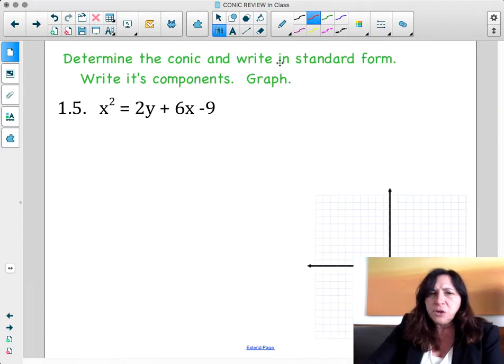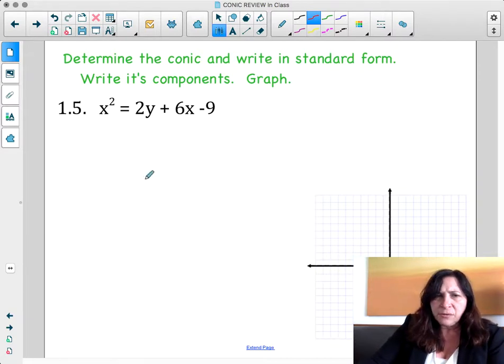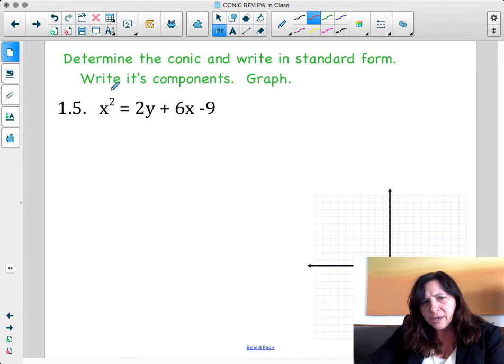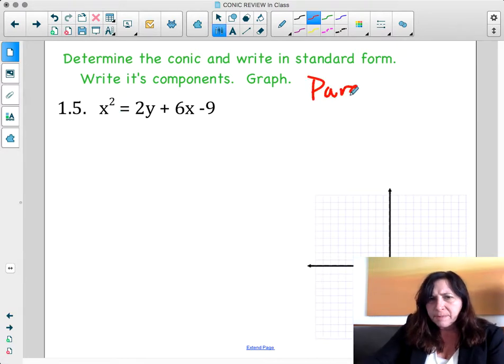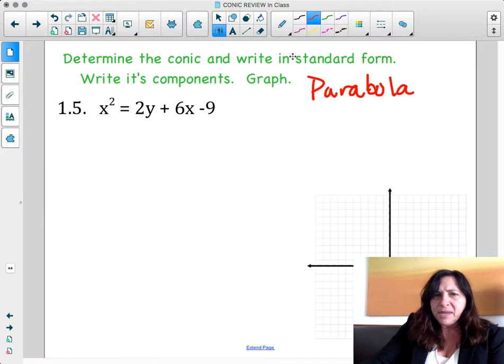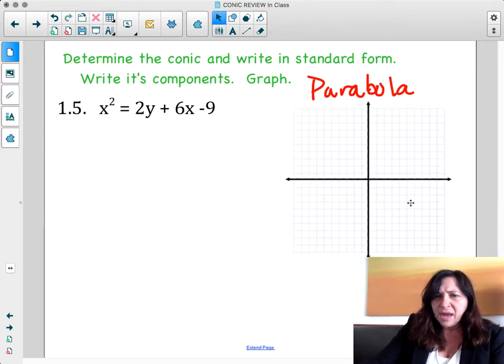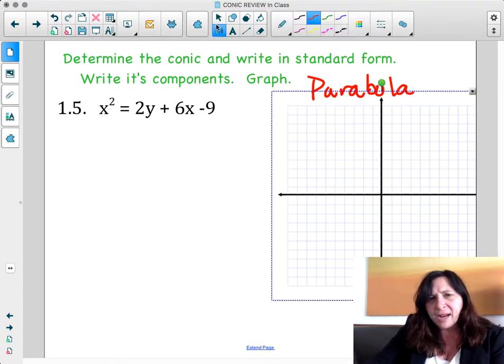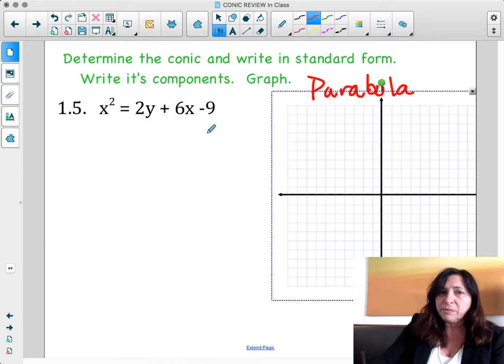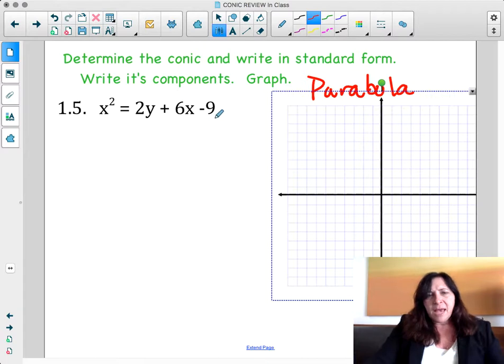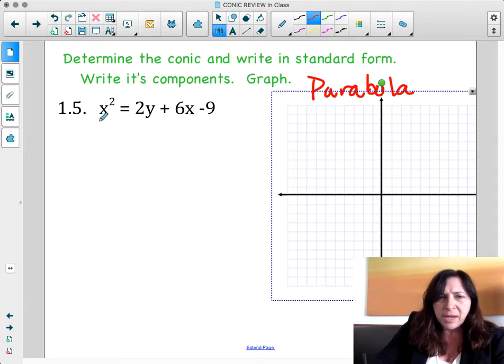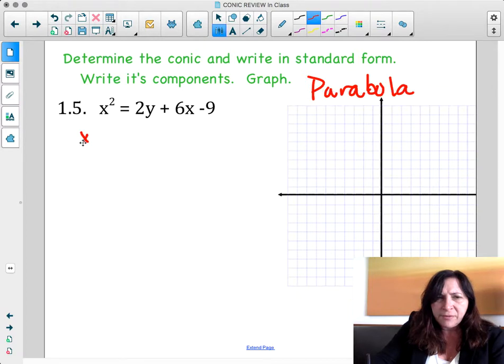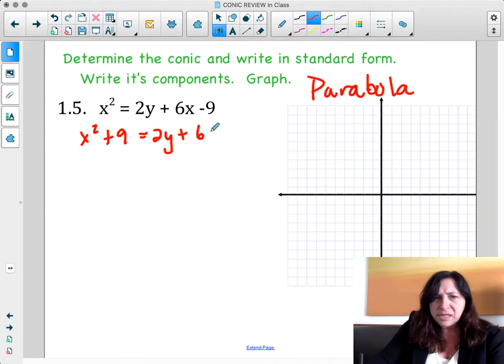Okay, determine the conic and write it in standard form. Because I have only one squared term, this is a parabola. And that means I have a directrix, a focus point, etc. In order to find that, I'm going to have to complete the square possibly. So I'm going to move my squared term to my right, and I'm going to move everything else to the left. First I'm going to move this 9 over. So I have x squared plus 9 is equal to 2y plus 6x.